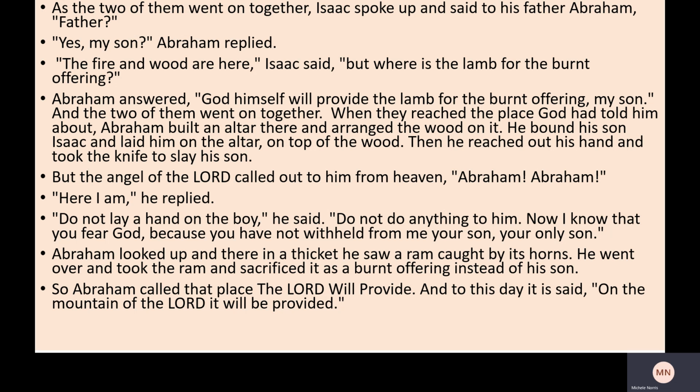When they reached the place God had told him about, Abraham built an altar there and arranged the wood on it. He bound his son Isaac and laid him on the altar on top of the wood. Then he reached out his hand and took the knife to slay his son. But the angel of the Lord called out to him from heaven, "Abraham, Abraham!" "Here I am," he replied. "Do not lay a hand on the boy," he said. "Do not do anything to him. Now I know that you fear God, because you have not withheld from me your son, your only son." Abraham looked up, and there in a thicket he saw a ram caught by its horns. He went over and took the ram and sacrificed it as a burnt offering instead of his son. So Abraham called that place "The Lord will provide," and to this day it is said, "On the mountain of the Lord it will be provided."